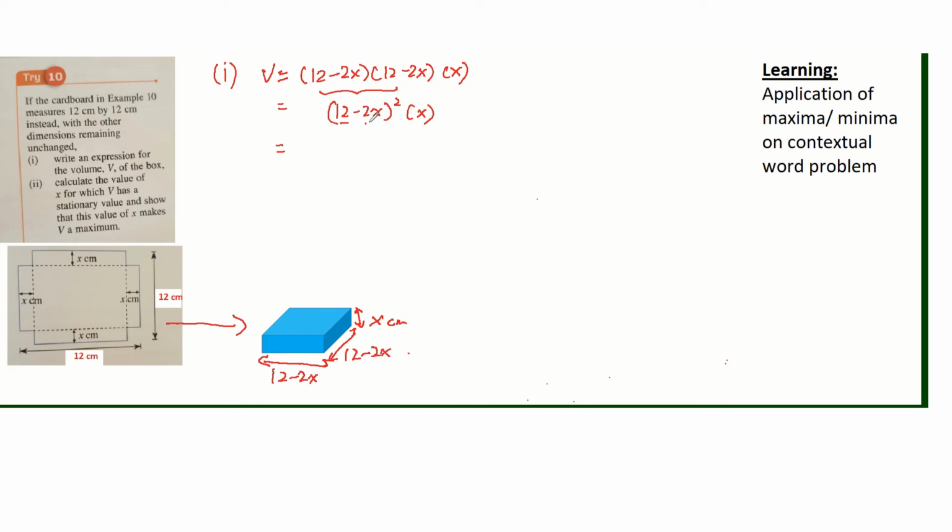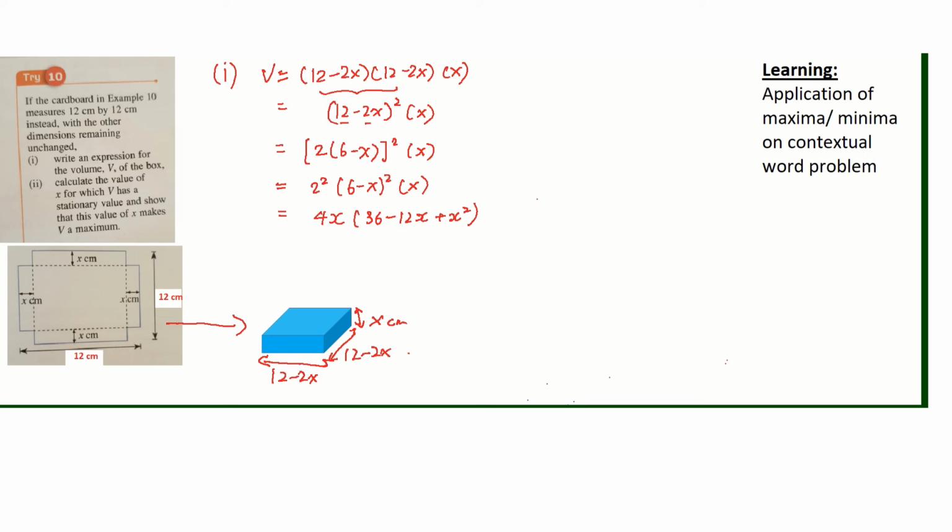And if you look at the common factors, we have 2 as a common factor. Factorize out. Okay, so that should be 2 squared times 6 minus x squared times x, and it will leave us with 4x times 36 minus 12x plus x squared. All right, that is the answer in your textbook as well.